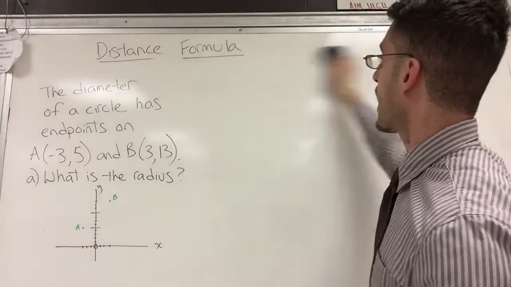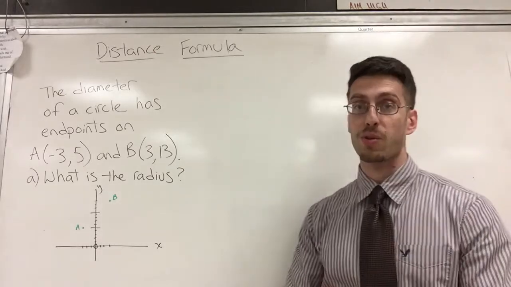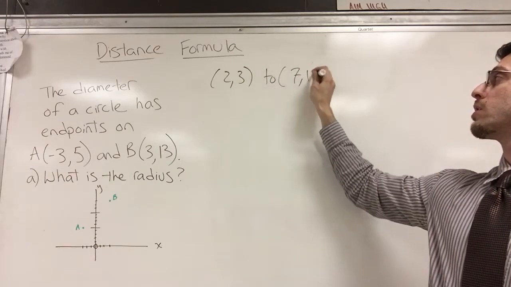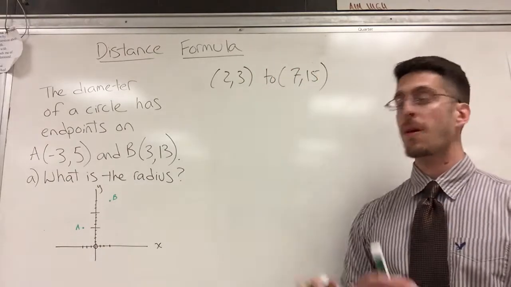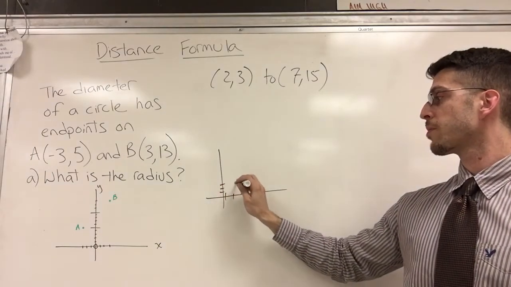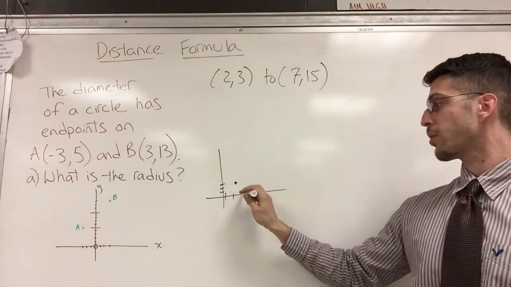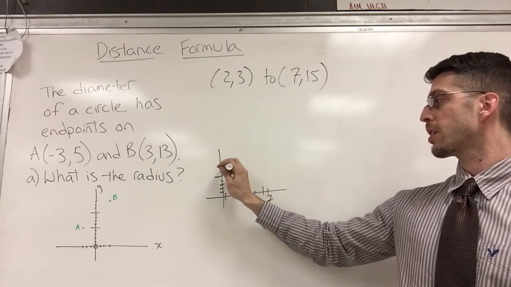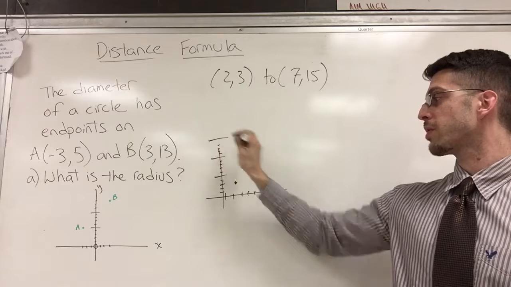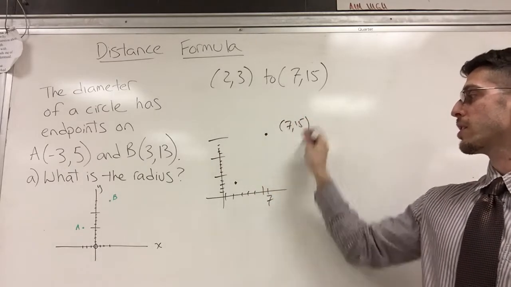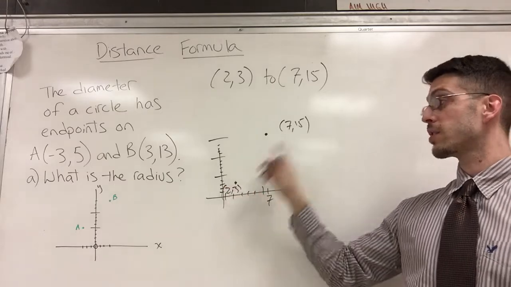And no, that's not the time that it is right now, although we're pretty close. (2, 3) to (7, 15). How do you get from here to here? Well, you can imagine it on the graph. Here's (2, 3), and (7, 15) is 3, 4, 5, 6, 7 across, and 4, 5, 6, 7, 8, 9, 10, 11, 12, 13, 14, 15 up. (7, 15) is right here. So I want the distance from (2, 3) to (7, 15).